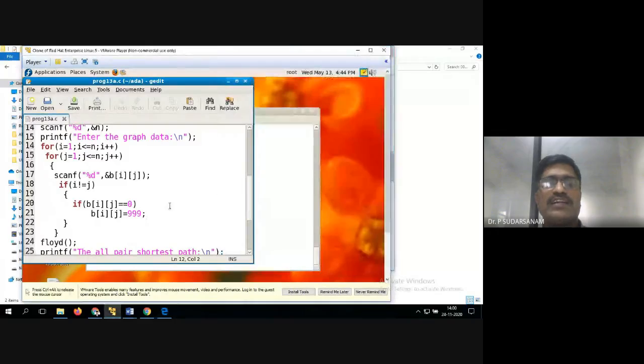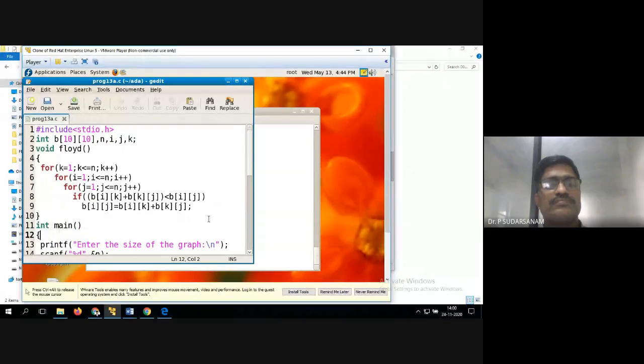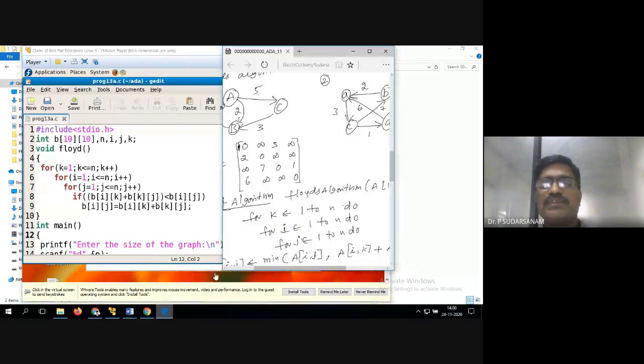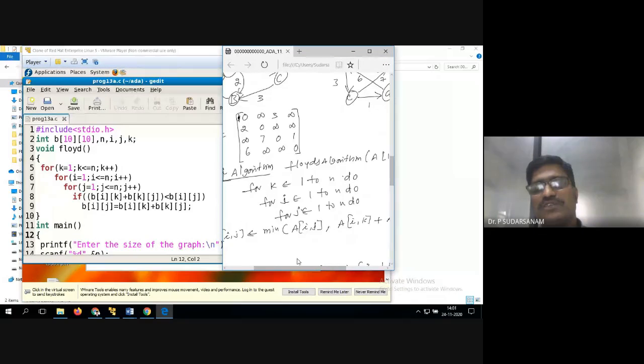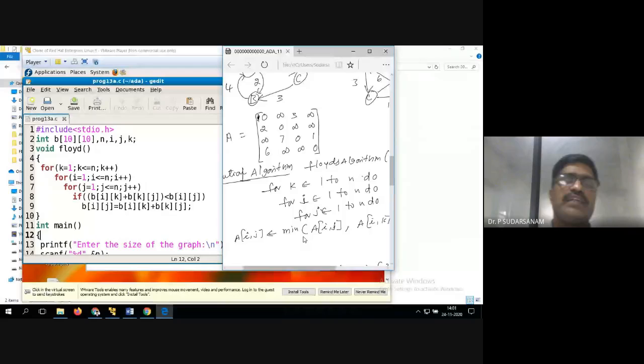Now the Floyd algorithm. See here, I have written it in a simple way. Even if you want to write it this way, it can be written, don't worry.